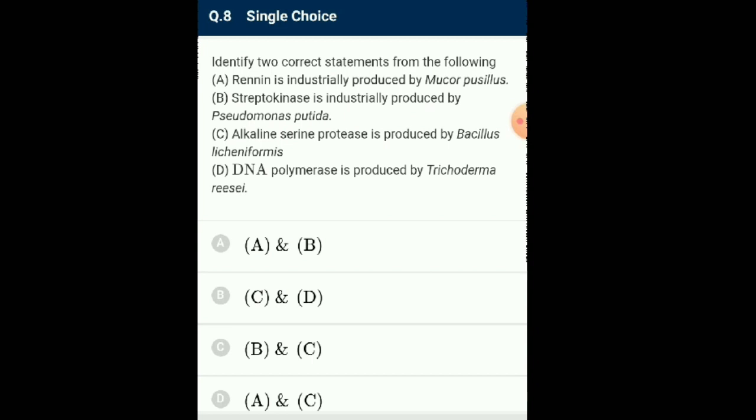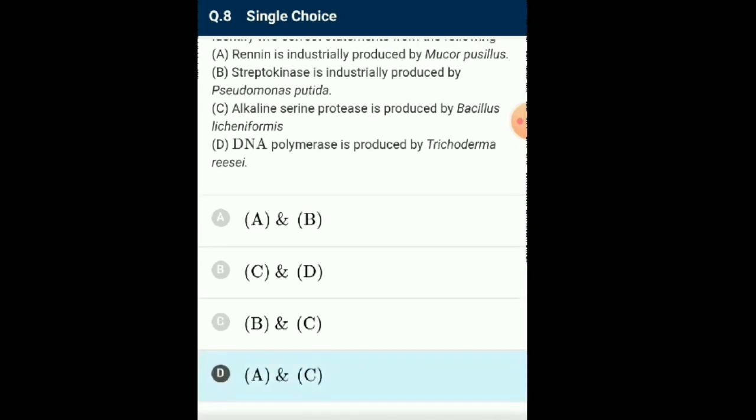Alkaline serine protease is obtained from Bacillus licheniformis. So the answer for this question is option D. From the given four statements, A and C are the correct statements.